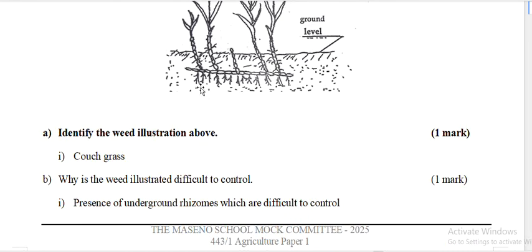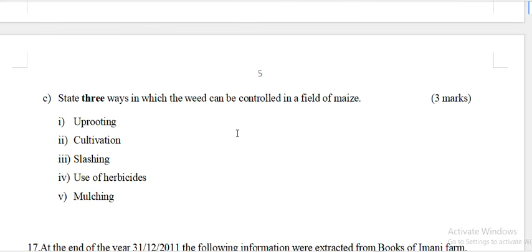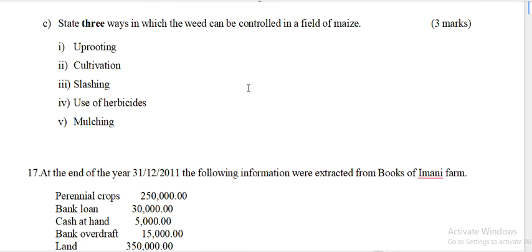As you can see, we have these underground rhizomes which are very difficult to control. Part C. State 3 ways in which the weed can be controlled in a field of maize. Number 1, you can uproot. Number 2, you can do cultivation. Number 3, you can do slashing. Number 4, you can use appropriate herbicides. You must say appropriate herbicides, not just any herbicides. Then you can mulch. Mulching will help smother the weed.